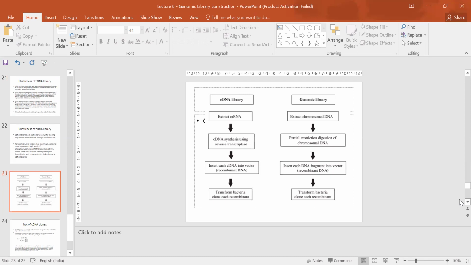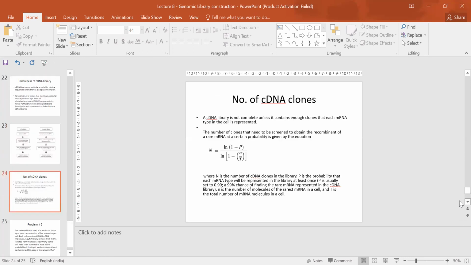On the other hand, in the genomic DNA library, we need to extract the entire genomic DNA. Then we have to partially digest it with a restriction enzyme. Each digested fragment is then cloned into a suitable vector to make it a recombinant. And finally, each recombinant fragment should be transformed into a suitable host.